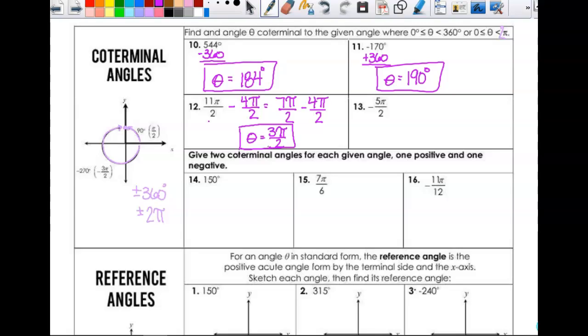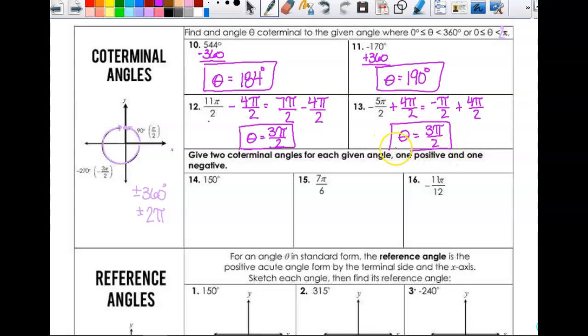Okay, we good? All right, so then I have a negative 5 pi halves. It's negative, so clearly I have to add. So I'm going to add 2 pi, which is 4 pi halves. That leaves me with negative pi halves. It's still negative, so I got to add again. So that means theta is 3 pi halves. I got the exact same answer.